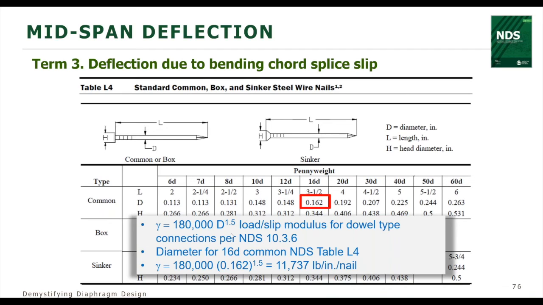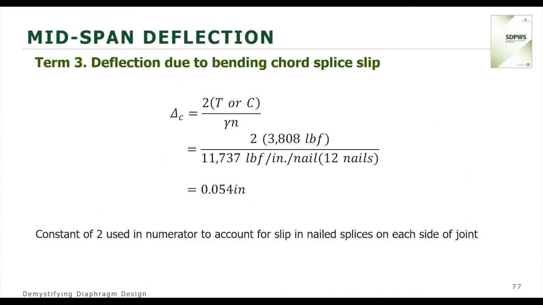So to get the diameter of the fastener, we go to table L4, and that provides a lot of various fasteners. We happen to be using 16 penny nails, and the diameter is 0.162. We plug that into the equation, which is shown here, and results in 11,737 pound-inch per nail. And that provides us with our load slip modulus for that dowel.